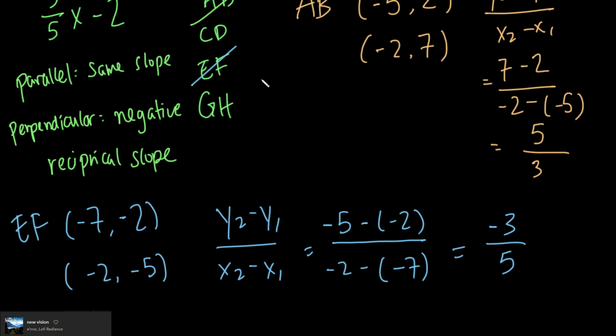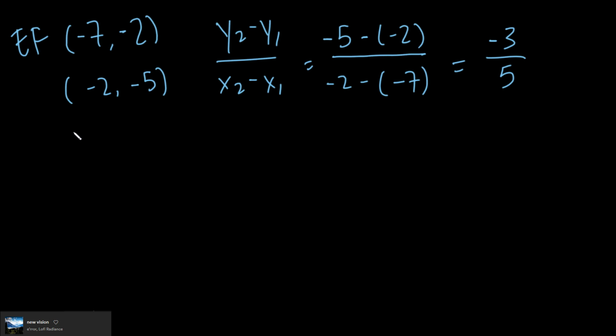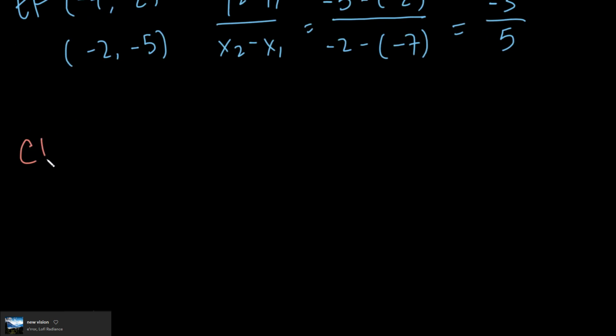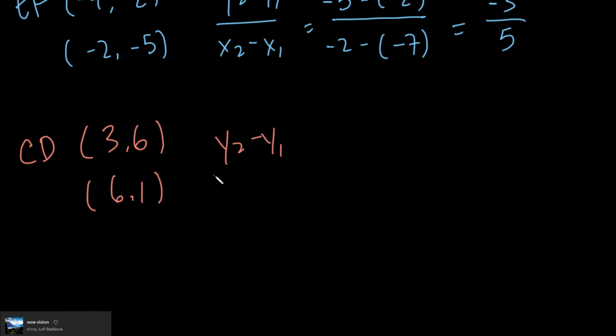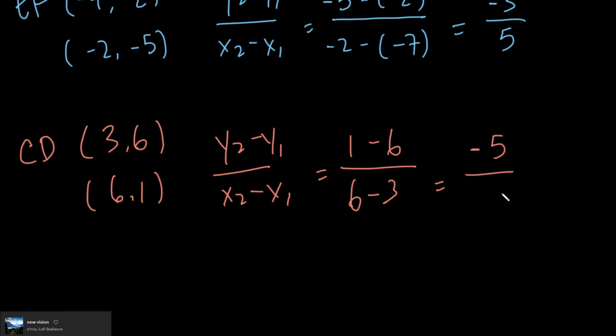So now let's look at option CD. So CD, this is line segment CD. CD, I have 2 points again. I'm given, this will be 3 and 6. And my second point here is 6 and 1. So again, y2 minus y1 over x2 minus x1. Y2 is 1 minus 6 for my y1. And x2 is 6 minus 3. In this case, I have -5 at the top and 3 at the bottom.